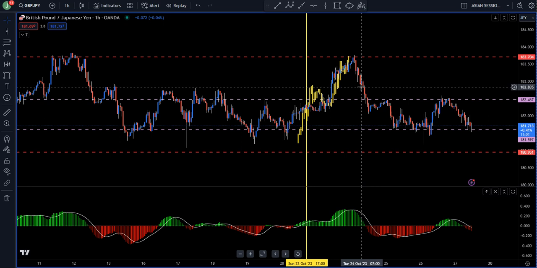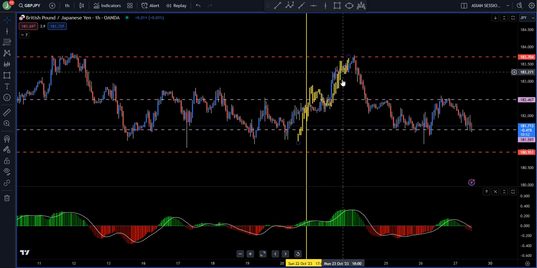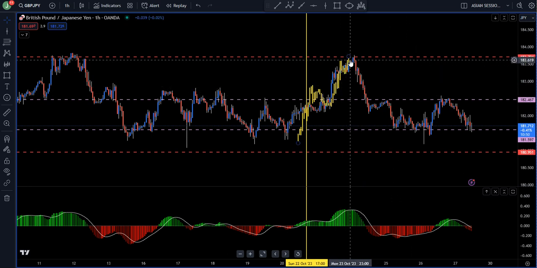Okay, full transparency. All right, so it came back to my 4 hour. I keep saying 4 hour. This is the weekly. It came back to my weekly. Now, because it's a weekly, it's strong, guys. It's strong. The rejection probability is much higher. It's much higher.